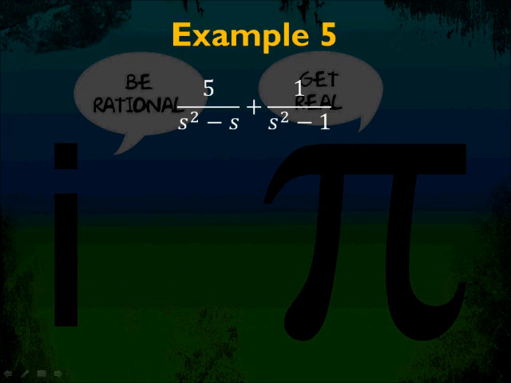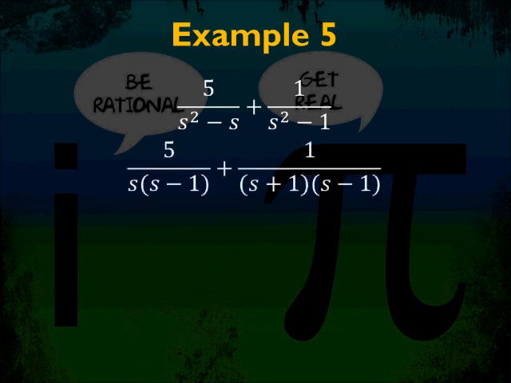Finally, example number 5, 5 over s squared minus s plus 1 over s squared minus 1. So now you have to factor the denominators. Once you factor the denominators, you can easily find the least common multiple. So go ahead and try this one and check your answer when you're ready. Alright, so once you factor the denominators, you get 5 over s times s minus 1 plus 1 over s plus 1 times s minus 1, difference of squares.